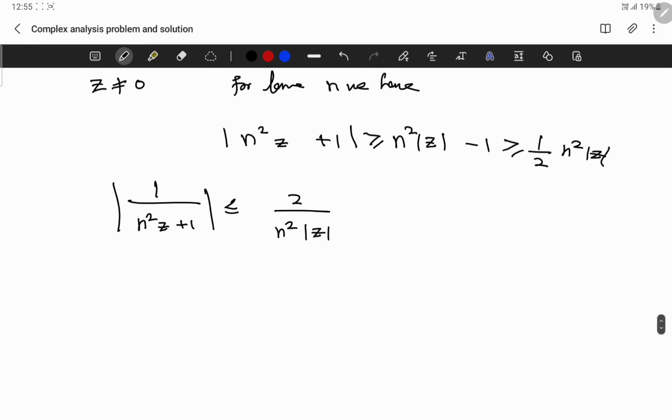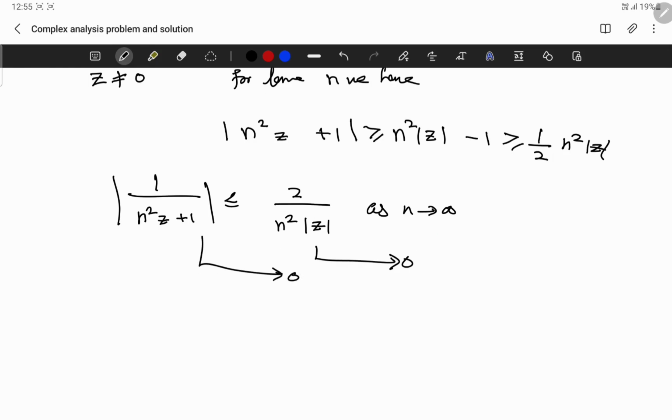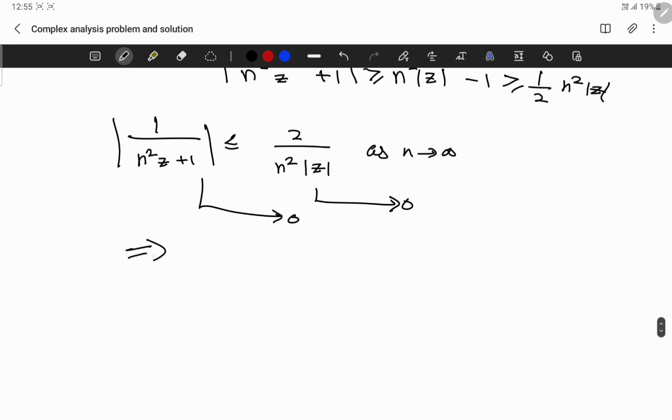As n tends to infinity, this approaches 0, because mod z is just a fixed constant. So this approaches 0 as n tends to infinity, which means f of z also goes to 0. That implies f of z is identically 0 if z is not equal to 0. So f is identically equal to the characteristic function, or indicator function, of the set {0}.